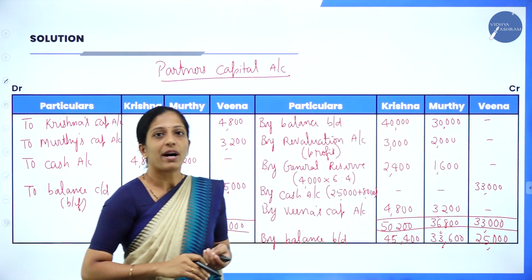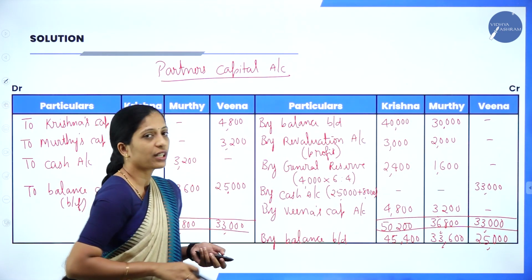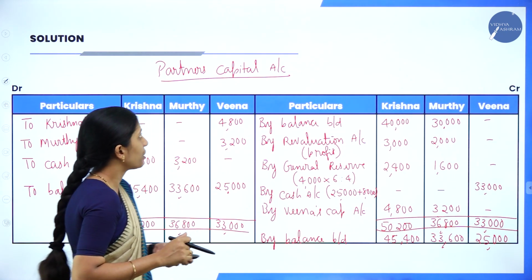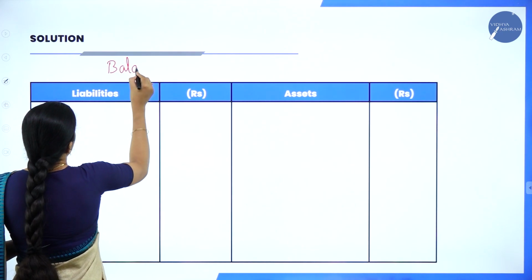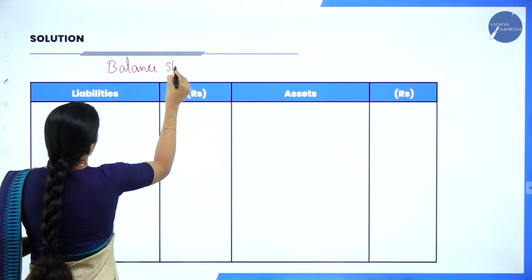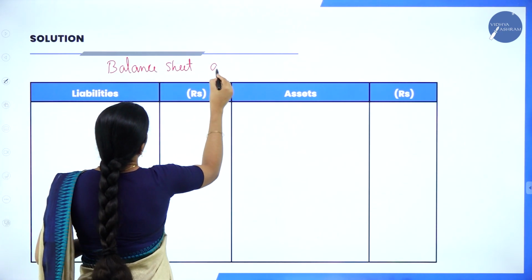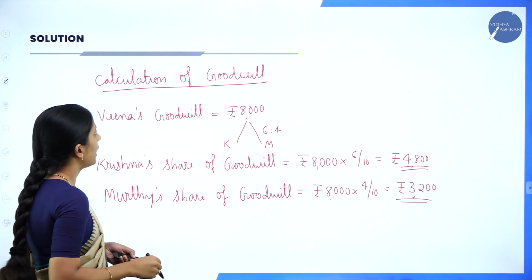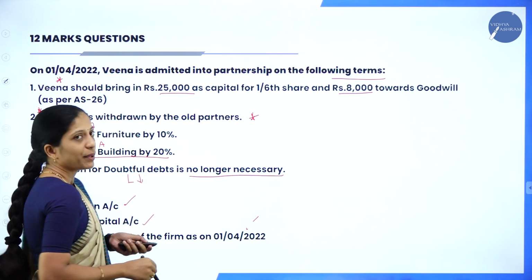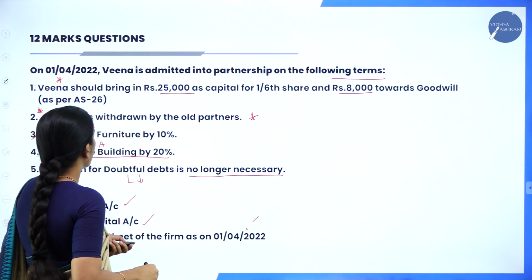So this is the partners' capital account. So hope you are clear. Now we shall directly move on to the balance sheet. So I'll write the heading balance sheet as on. Balance sheet as on which date? On the date of admission. So on the date of admission is 1/4/2022.